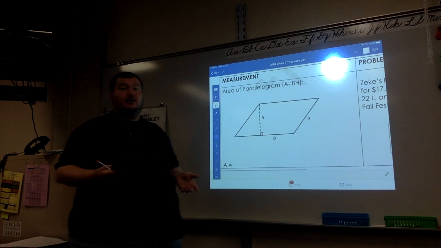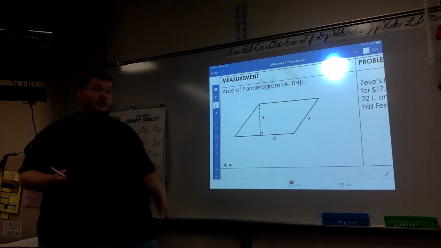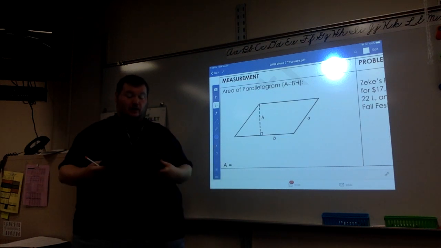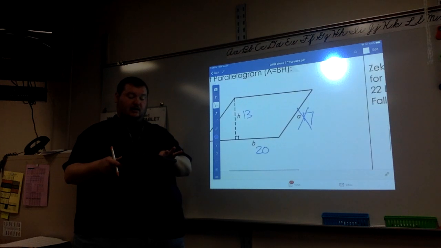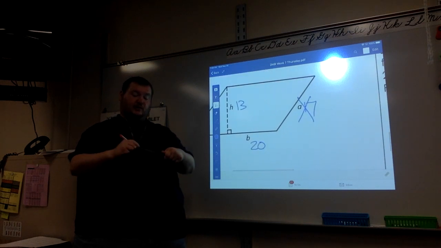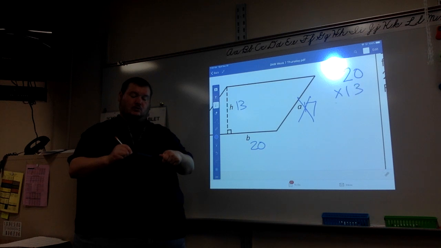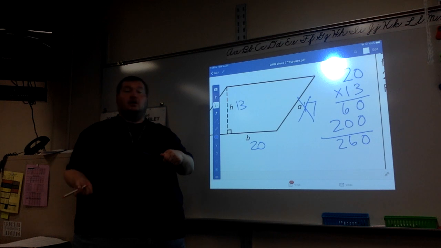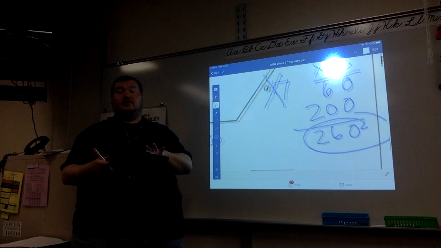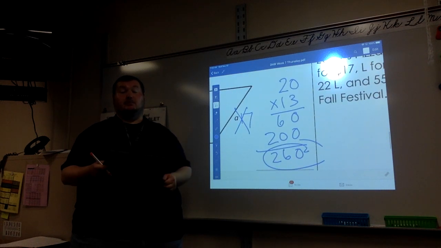For our parallelogram, I will probably give you the numbers when you're actually here in class. But we're going to say this is 13, and this is 20, and this is 17. You don't need the 17 because we don't use the diagonal shapes. So we would take area equals base times height, which is 20 times 13. When you do the math, you're going to get 260, and you add the label squared since this is an area problem.